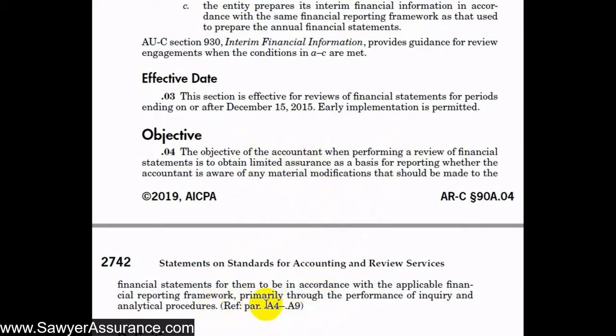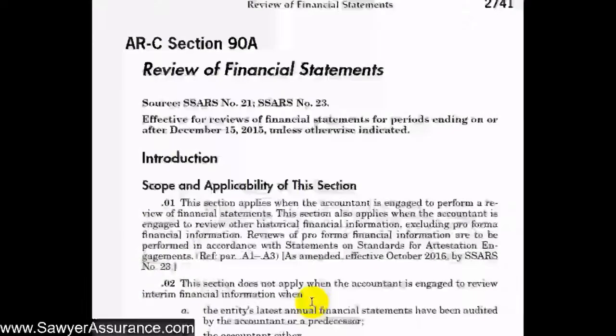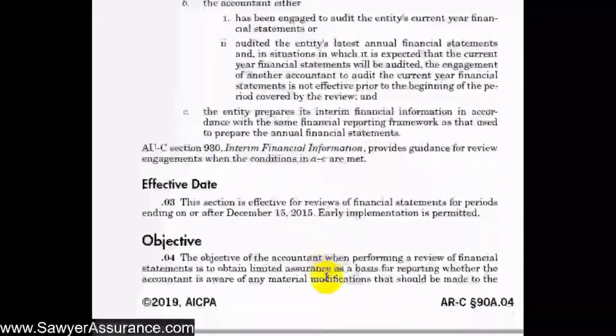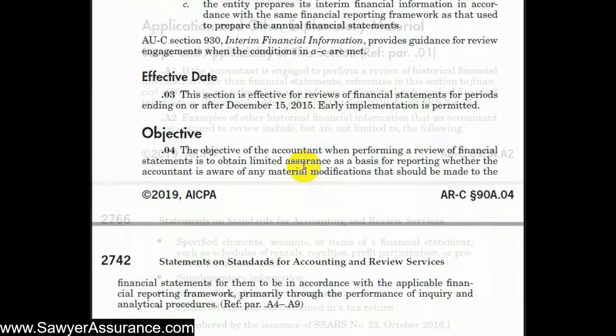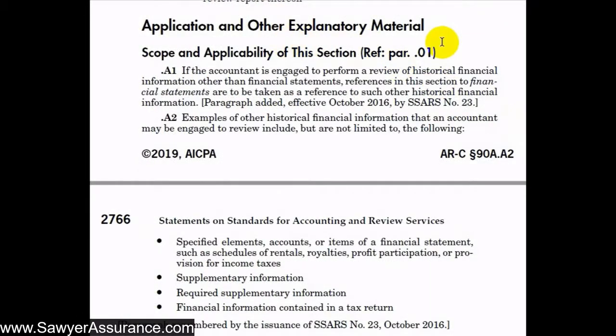We have a lot of reference paragraphs here, A4 through A9, as well as 1 through 3. So let's take a look at A1 through A9 to get some more understanding of the scope and applicability of ARC Section 90A. Okay, so now we're down in the other explanatory material as it relates to the scope and applicability of ARC Section 90A.